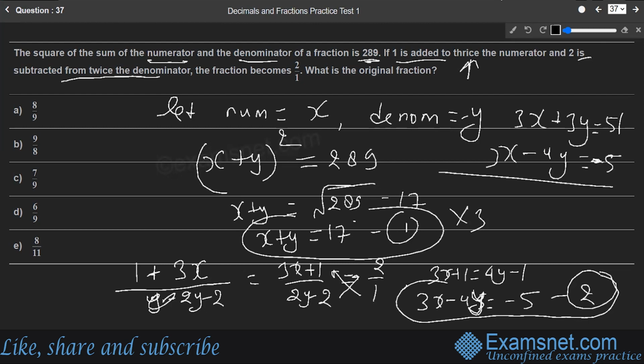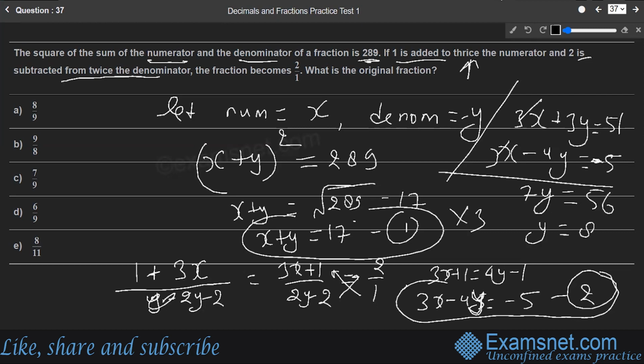Now, if we subtract these two equations, then obviously 3x and 3x get cancelled. We are left with 3y minus 4y, that is 3y plus 4y, that is 7y is equal to 51 minus 5, that is 51 plus 5. So 51 plus 5 is going to be 56. So clearly y value is coming out to be 8.